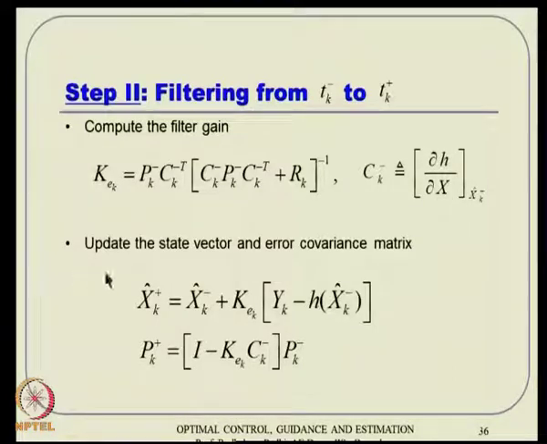And then you update the state and state error covariance matrix this way. So, x at k plus turns out to be something like this, where Pk plus turns out to be something like this actually. There are different expressions for that as well.